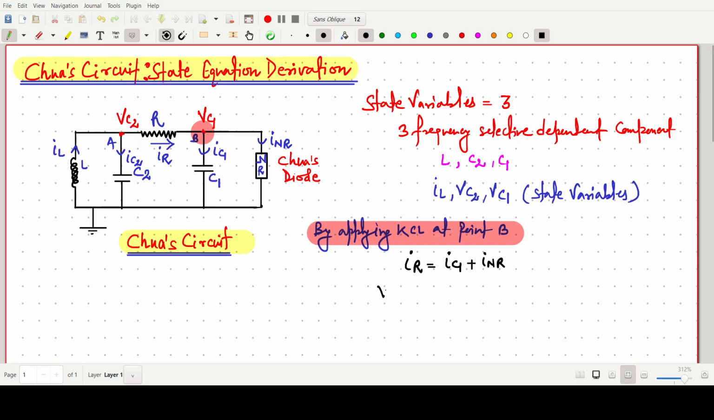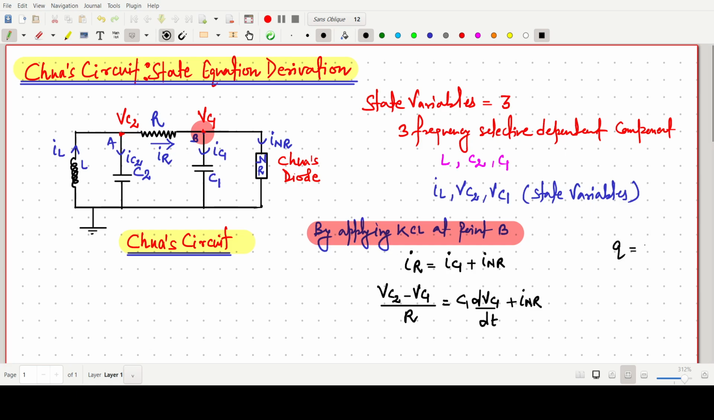Now IR can be written as the higher potential VC2 minus VC1, divided by R. For the current through this capacitor, this voltage is VC1 and this point is grounded, so IC1 can be simply written as C1 dVC1 by dt. So the equation is IR equals C1 dVC1 by dt plus INR.